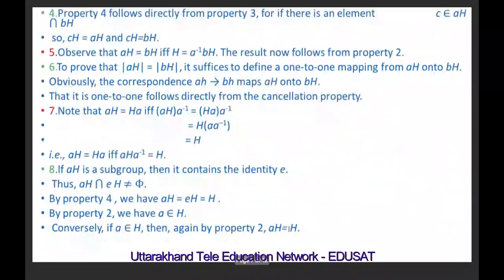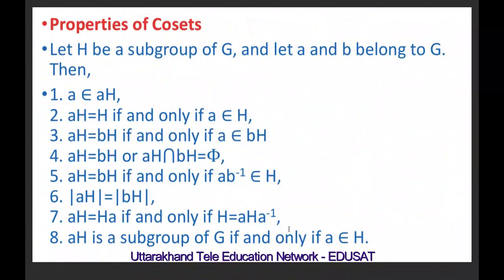Now we will explain these properties. What is the meaning of these properties? So first of all, the first property is A belonging to H. A belonging to H means left coset of H containing A does contain A. If AH is a left coset of H, then it also contains the element A. Second property says that H absorbs an element if and only if element belongs to H. It is written AH equal to H if and only if A belongs to H. It means H absorbs an element if and only if the element belongs to H.